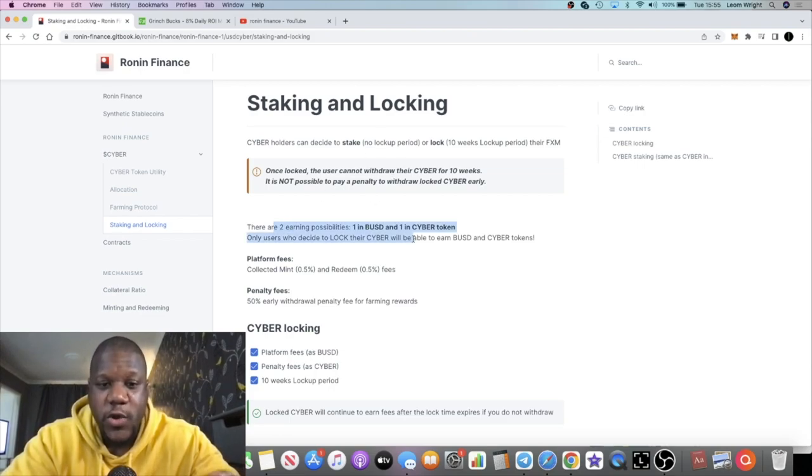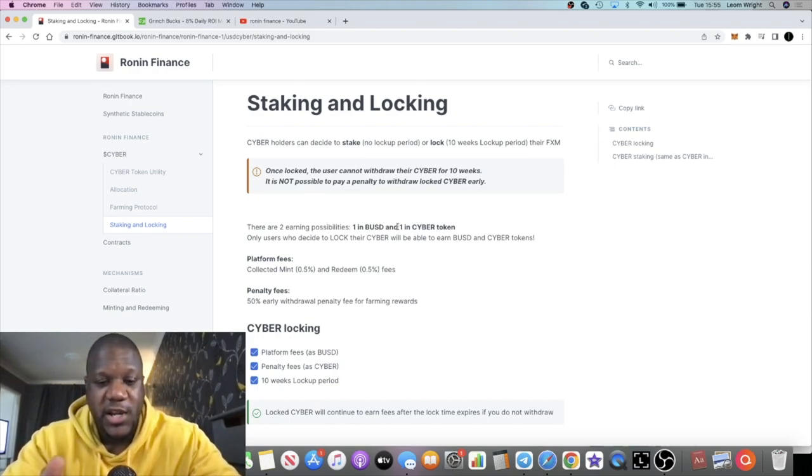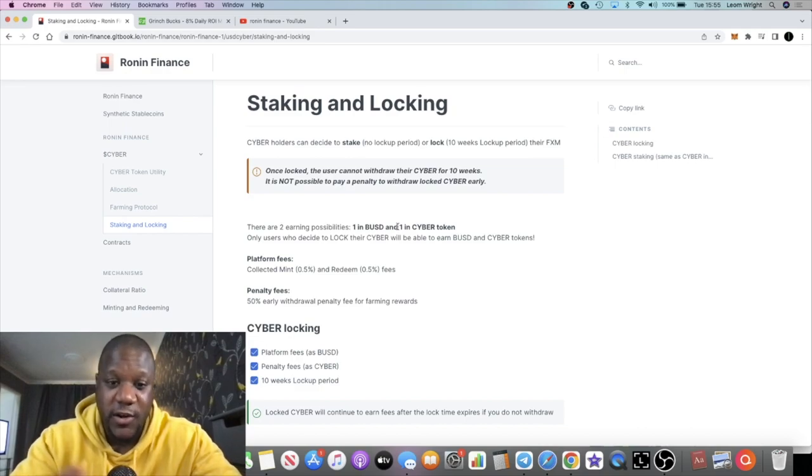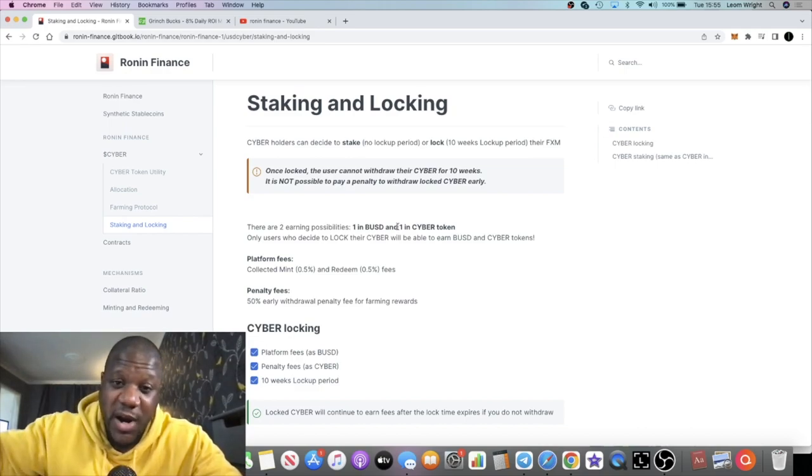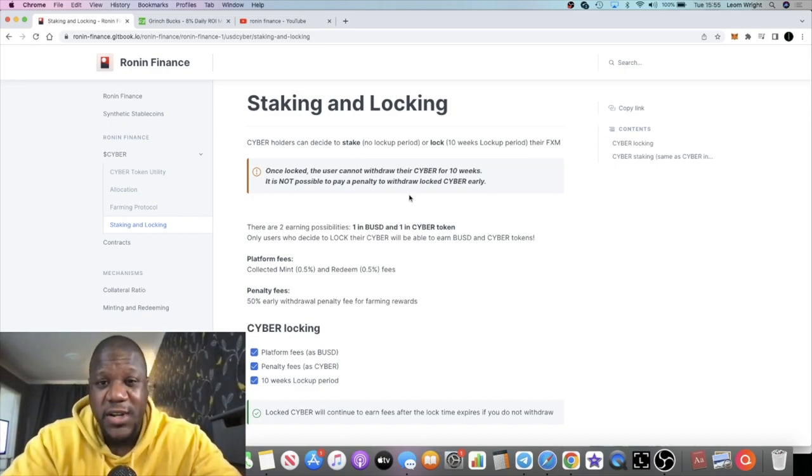Okay, guys, there's 2 earning possibilities, it says. 1 in BUSD and 1 in Cyber tokens. So you can choose whether you want to earn BUSD or Cyber tokens. Some people might think they want to get into the stable coins because it's safer, it's not going to fluctuate. Some might think Cyber token because it's got the volatility. It can pump, it can go up, but it can just as well come down.